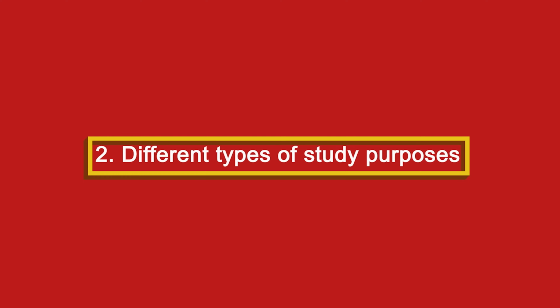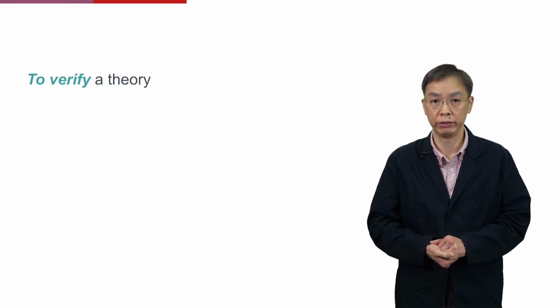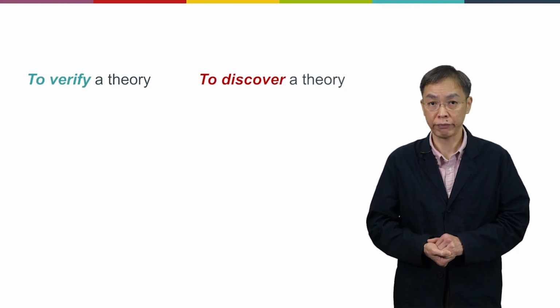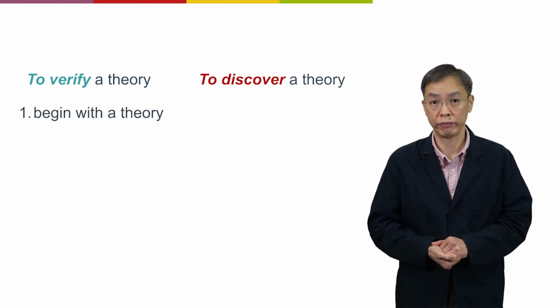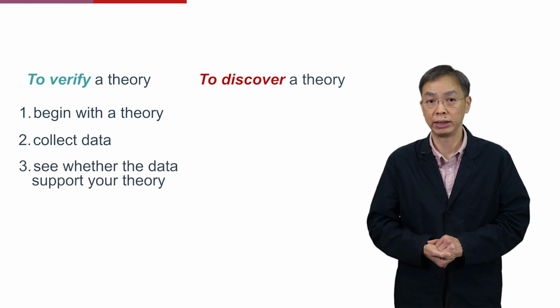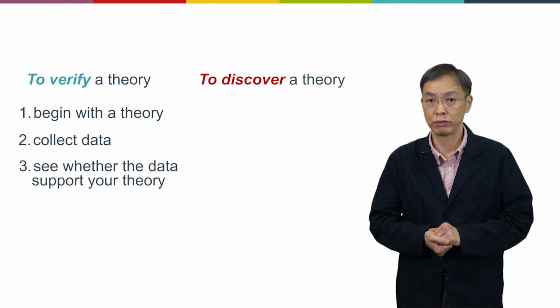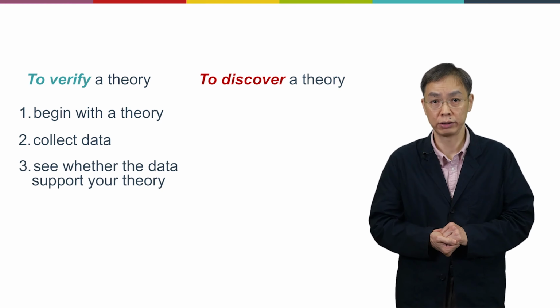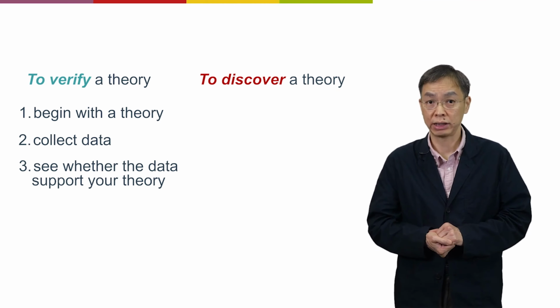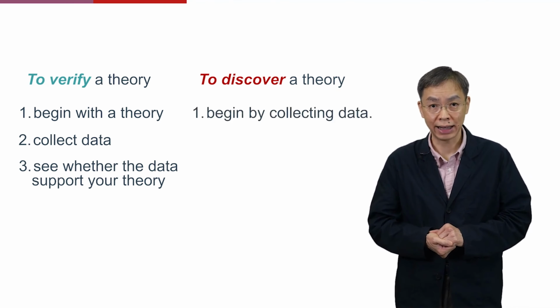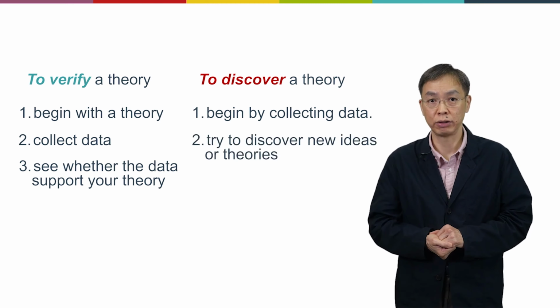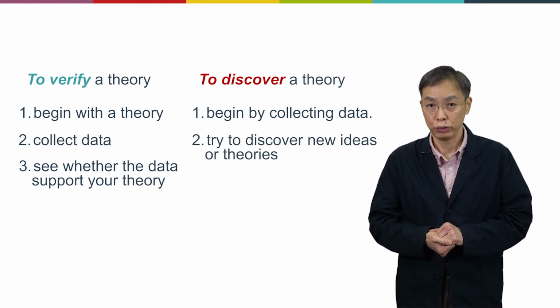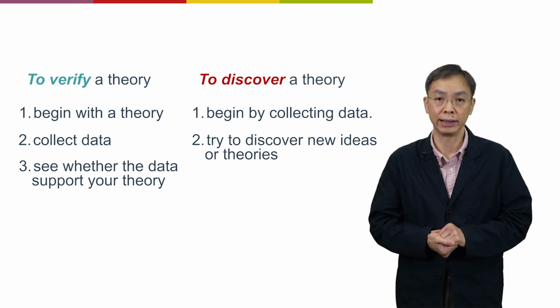Another way to say it is, according to the classic work of Glaser and Strauss, that some studies aim to verify a theory. Other studies aim to discover a theory. If you want to verify a theory, you begin with a theory, collect data, and see whether the data support your theory. You are trying to verify that your theory is correct. But if you want to discover a theory, you begin by collecting data, trying to discover new ideas or theories. At the end, you have a theory unknown to you at the beginning.